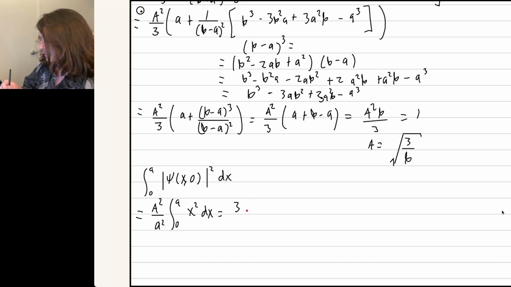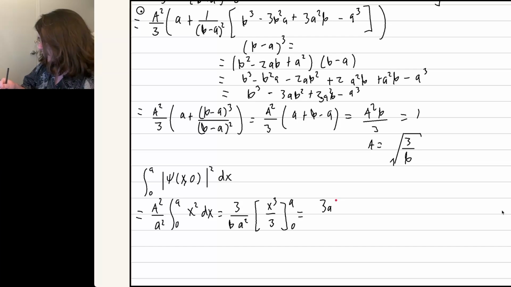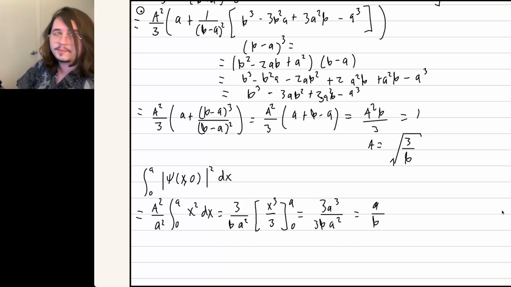we're doing 3 over b a squared. And then the integral is x cubed over 3 from 0 to a, so it's 3a cubed over 3ba squared. So the probability that you find the particle to the left of a is exactly equal to a over b.